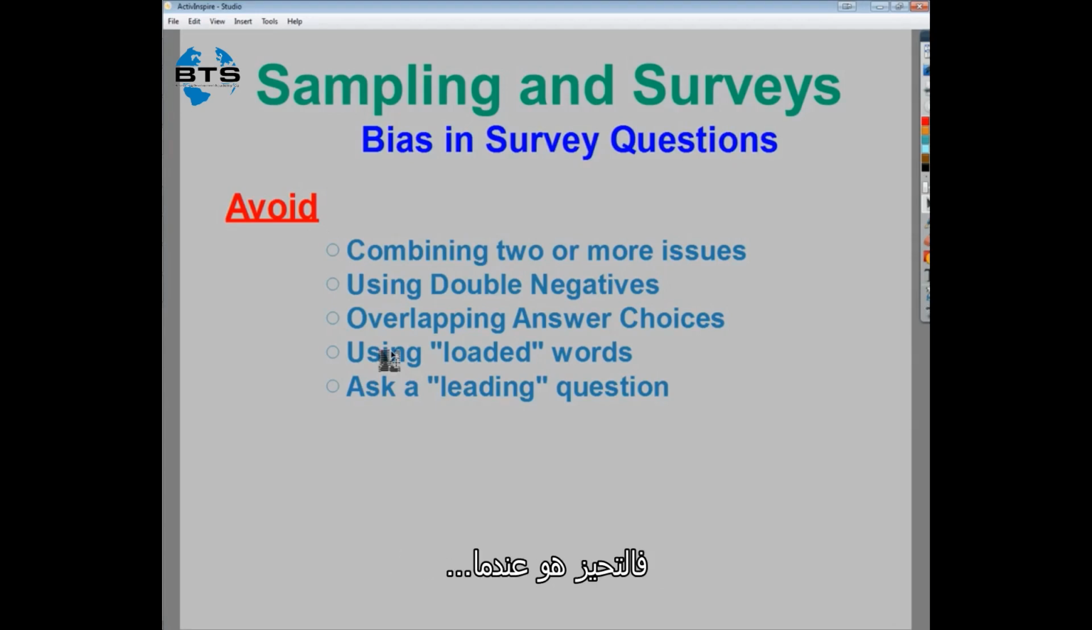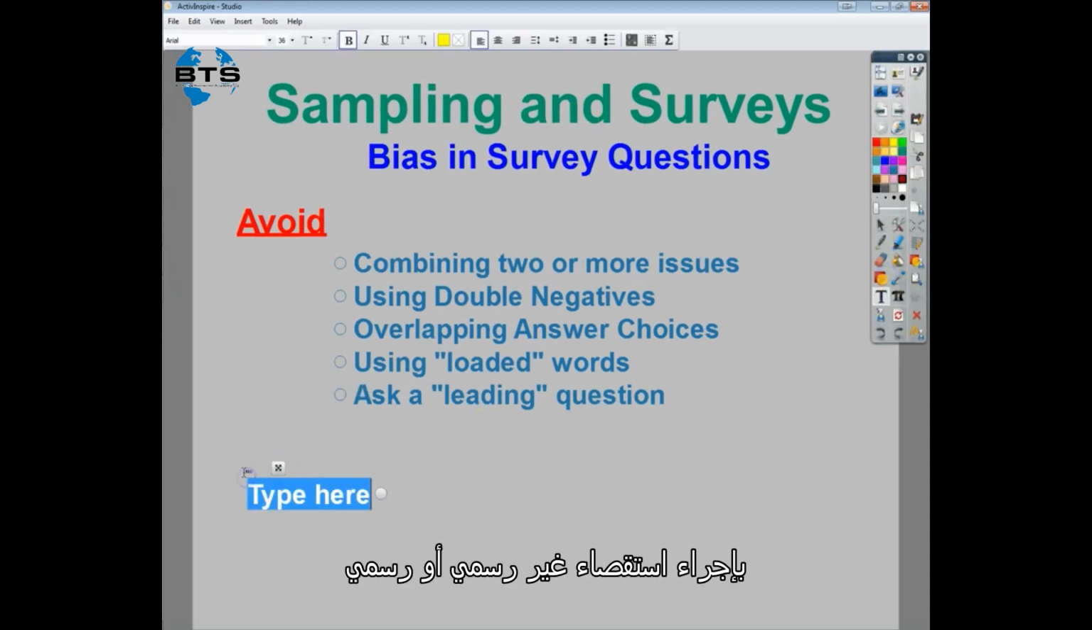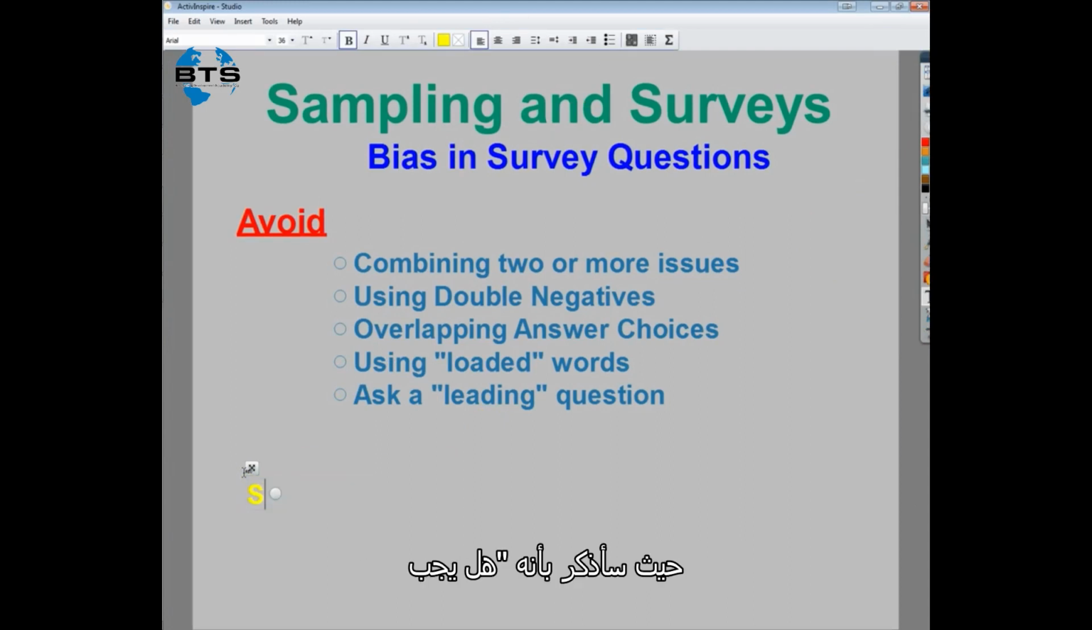Bias is when you make the decision go one way or the other, even if it's unintentional. It's kind of like you're pushing the agenda whether you mean to or not. The first thing that you don't want to do is combine two or more issues. So, for instance, if I was doing an informal survey, or a formal survey, and I said, should school days be shorter and start earlier?